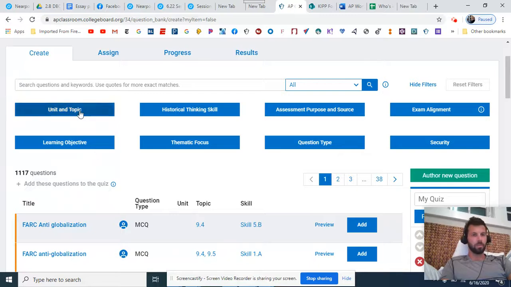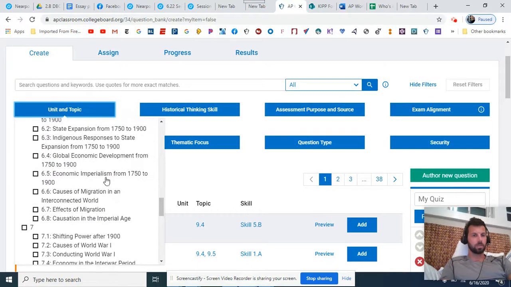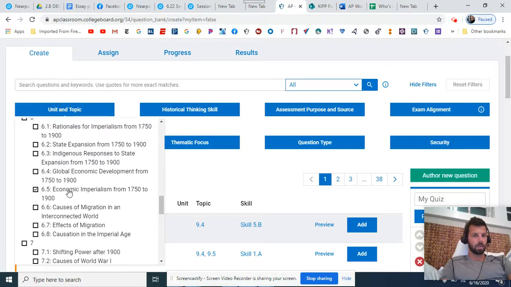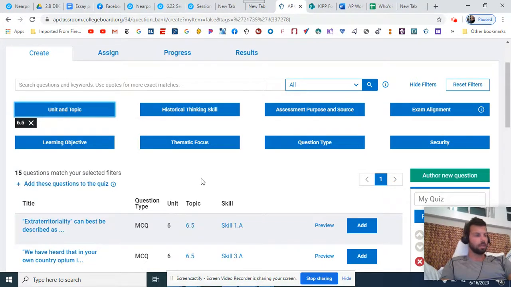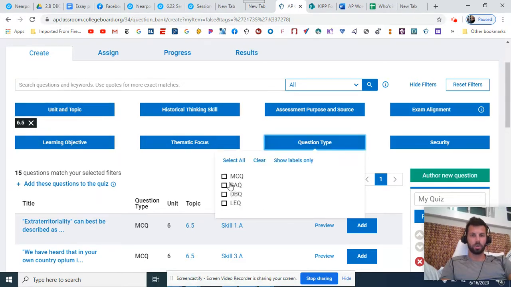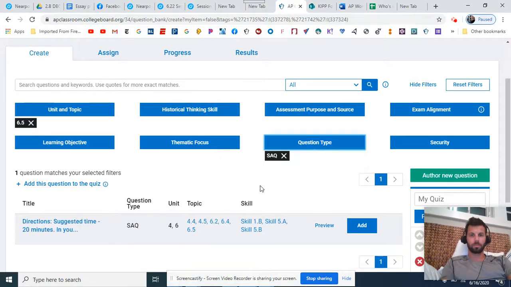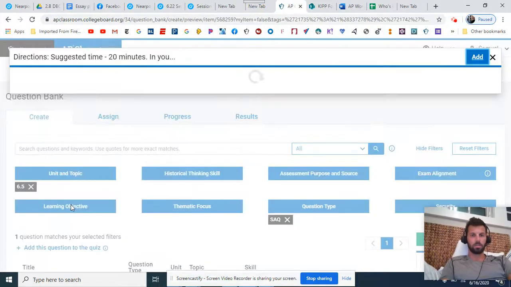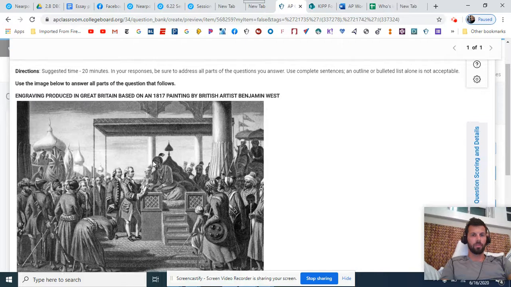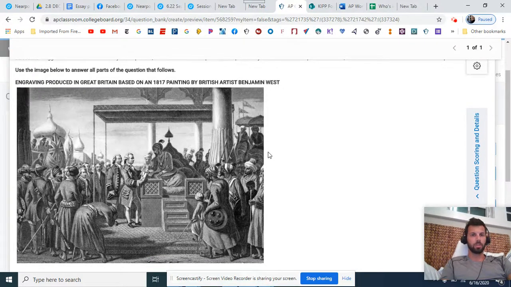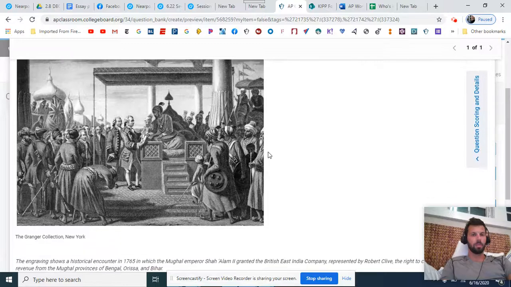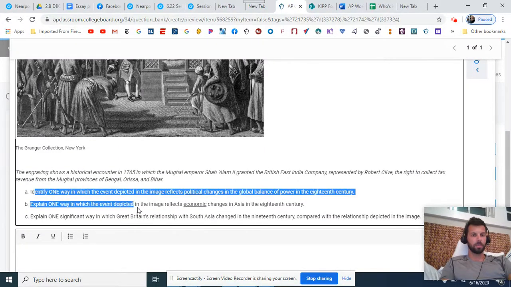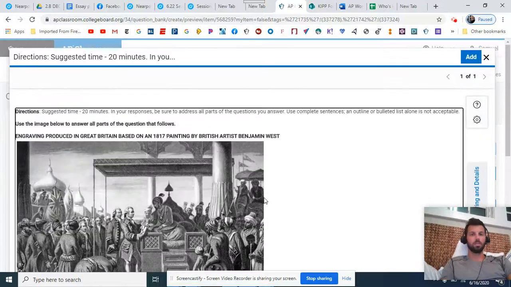So one of my favorite units is Unit 6, Consequences of Industrialization. And I really like this topic, Economic Imperialism, 1750 to 1900. So I'm going to go here. And for this one, let's see if they can give me a short answer question instead of a multiple choice question. And if I click on this, sure enough, this is an SAQ from, I think, the 2017 AP exam about the British in India, and it's got parts A, B, and C. So I've got what I was looking for, an SAQ about orange periodization, economic imperialism.